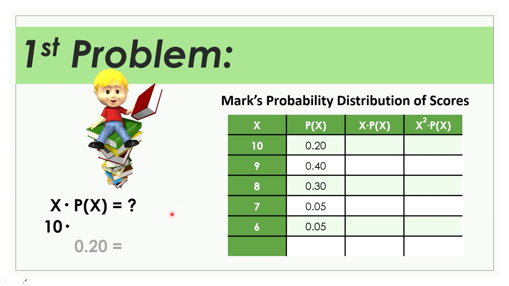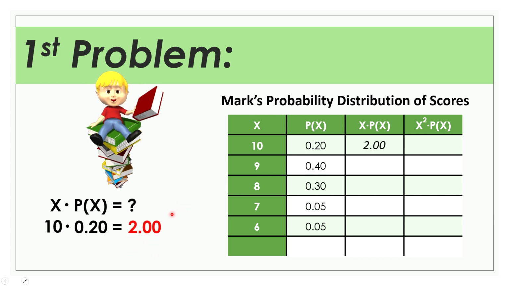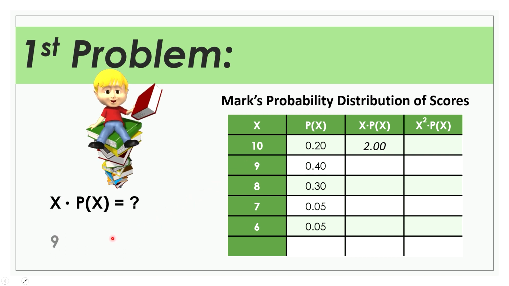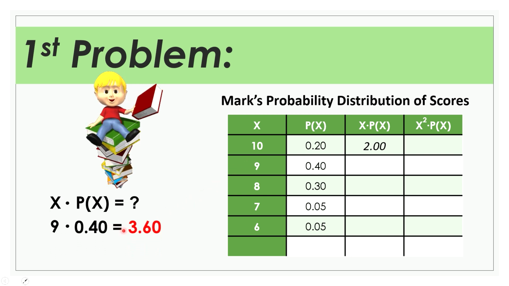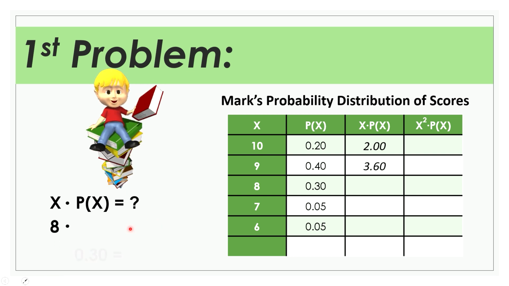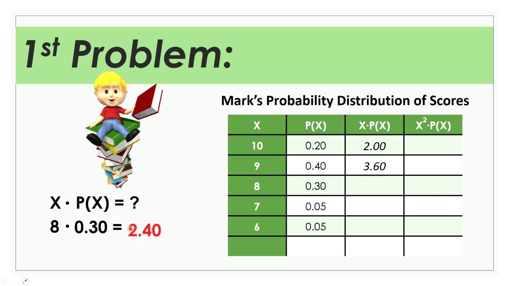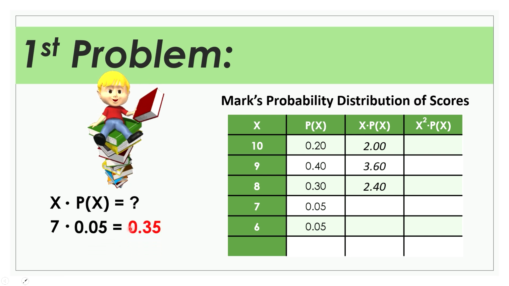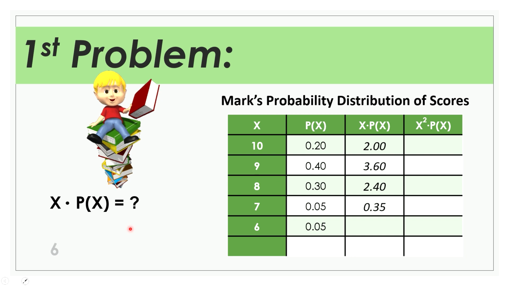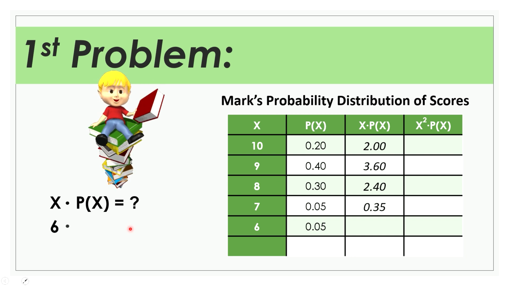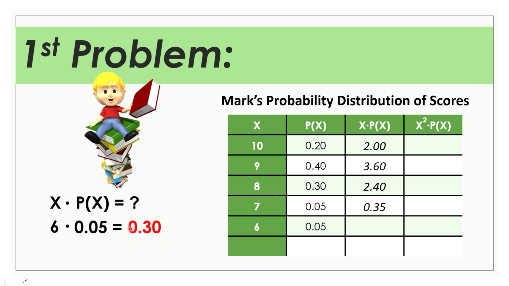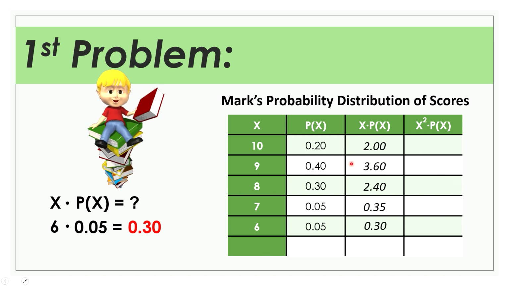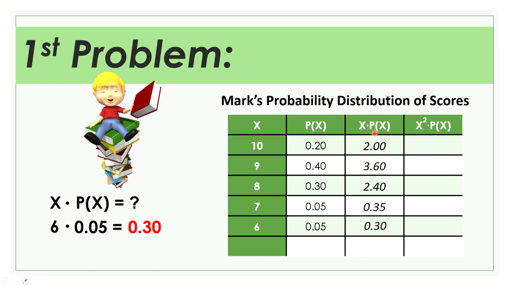So 10 multiplied by 0.20 is equal to 2. And then the next one is 9 multiplied by 0.40 is equal to 3.60. And then the next one, 8 multiplied by 0.30 is equal to 2.40. And then the next one, 7 multiplied by 0.05 is equal to 0.35. And then the last one is 6 multiplied by 0.05 is equal to 0.30. So nakuha na natin yung mga value ng ating x multiplied by p of x.